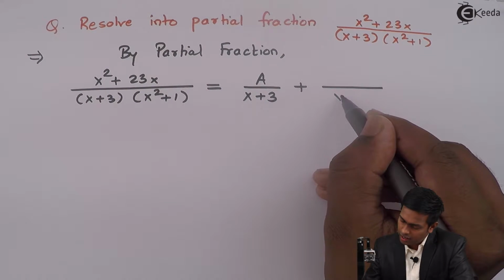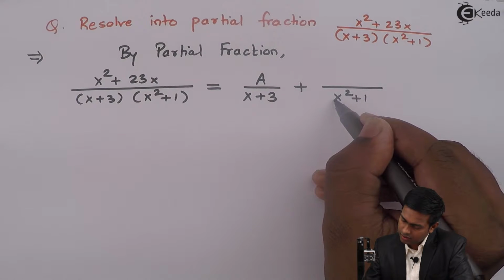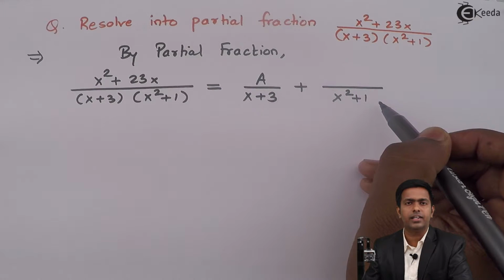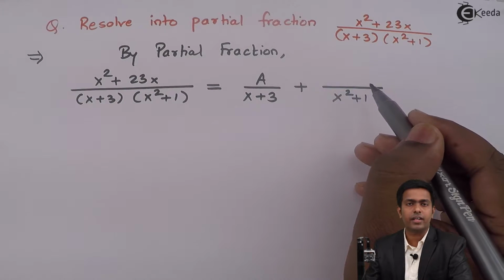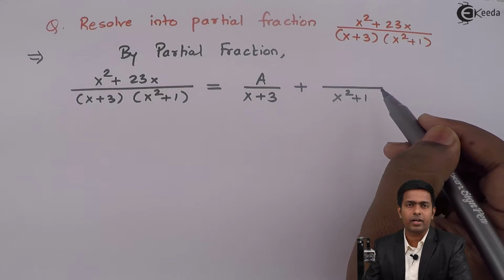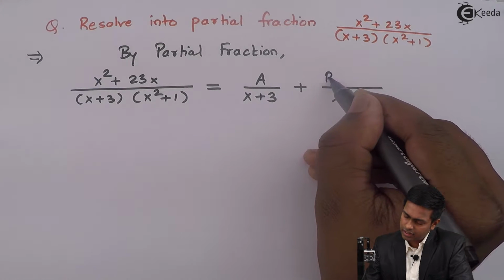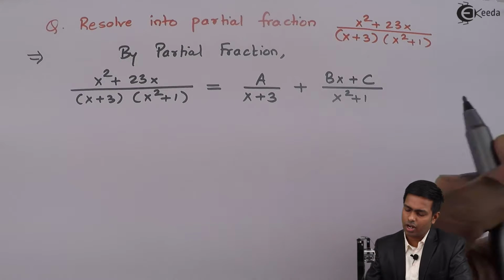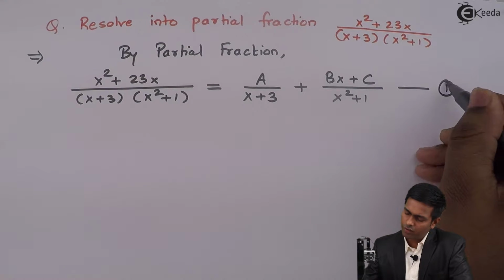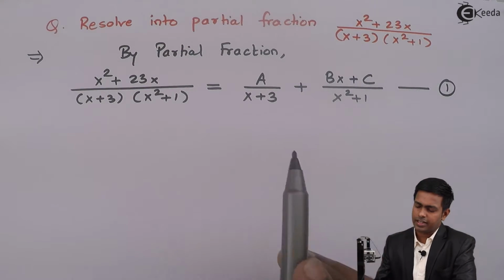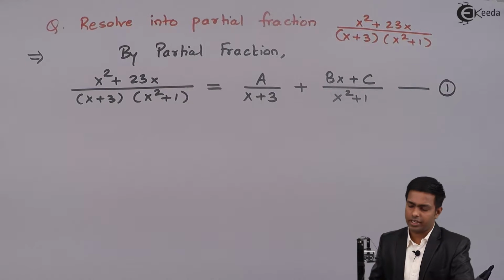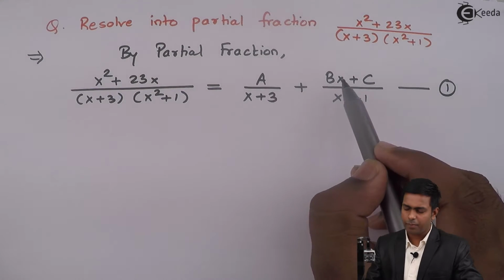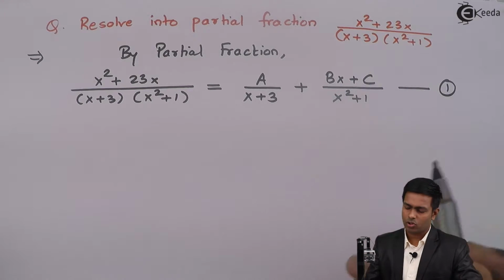Now here we have a quadratic factor x square plus 1. So whenever we have a quadratic factor in the denominator, we take a linear factor in the numerator. So here we will consider the linear factor as bx plus c. Now we have to solve this equation by substituting different values of x to get the values of a, b and c. So let's start.